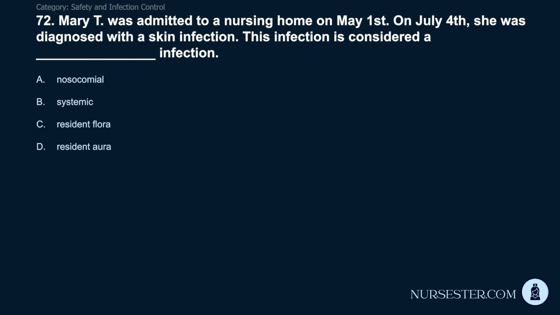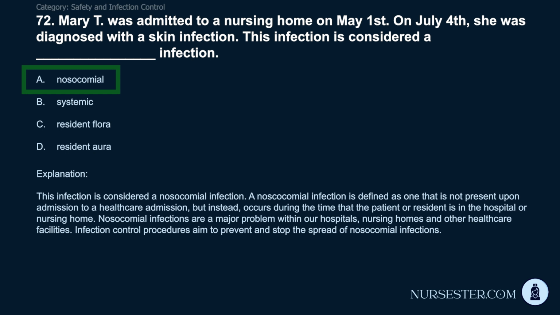72. Mary T. was admitted to a nursing home on May 1. On July 4, she was diagnosed with a skin infection. This infection is considered a underscore infection. A. Nosocomial. B. Systemic. C. Resident flora. D. Resident aura. Correct answer, A. Nosocomial. This infection is considered a nosocomial infection.